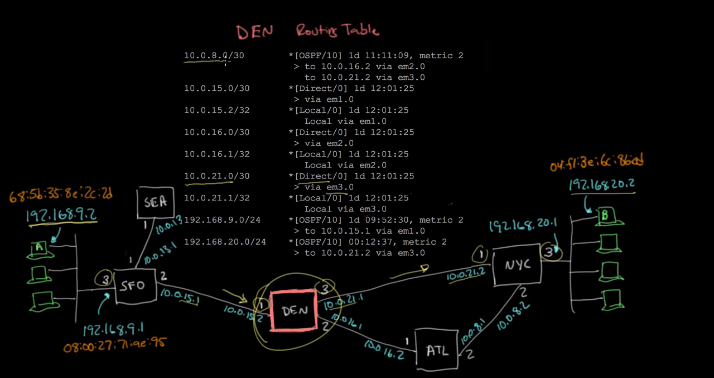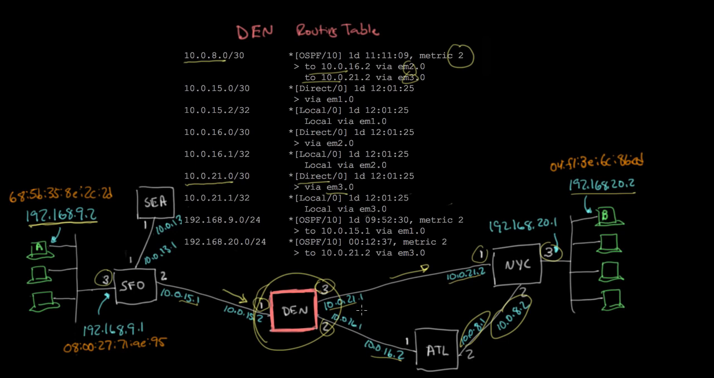the route to 10.0.8/30, which would encompass 10.0.8.1 and 10.0.8.2, we actually have 2 different ways to get there. This one says you can go to 10.0.16.2, which is over here, via EM2, out this interface, or you can go to 10.0.21.2 via EM3, which is out this interface. And both of those have a metric of 2.